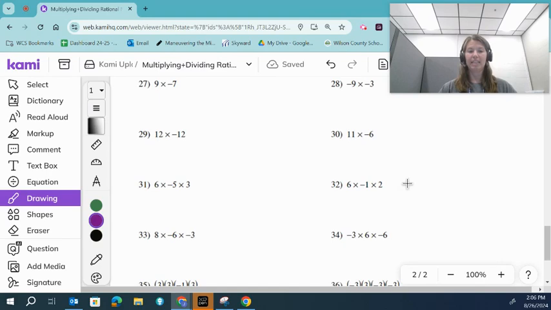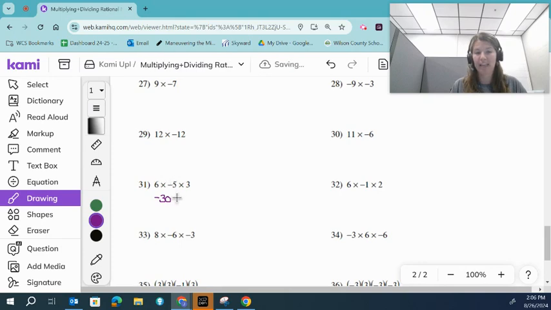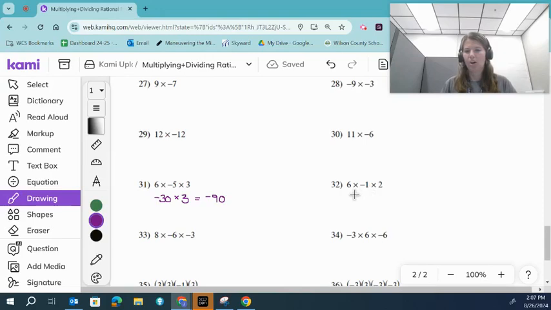Then when we get down to say 3 or more digits, we go in order, follow your order of operations, so from left to right. So 6 times -5, you're going to get -30 because these are opposite signs. And then times +3. So a negative times a positive is a negative. Again, opposite signs. So you get -90.